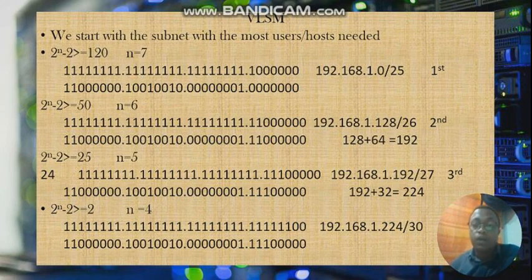it's going to be 192 plus 32. So in the third network, we're going to use the values up to 223, and the 224 will be the network address 192.168.1.224 with a subnet mask of /30. It's going to be the network address for the 2 users, since 2 raised to the power of 2 minus 2 is going to give you 2. So we are going to use the other IP addresses from this one in order to get for the network.